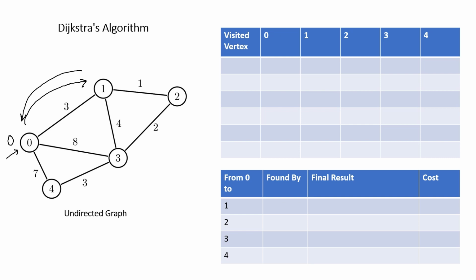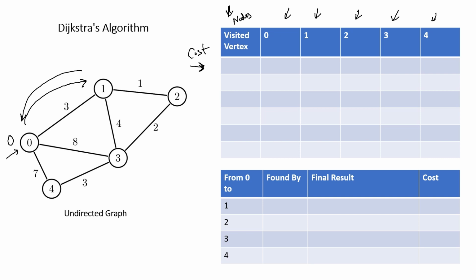And just like the previous video, we're going to use this table. The first column represents all the visited vertices or nodes. This will be our visited nodes or vertices, and all the other columns represent the other nodes, like 0, 1, 2, 3, 4. And the row is going to represent the cost of visiting these nodes.